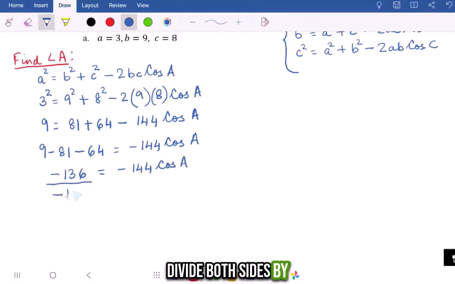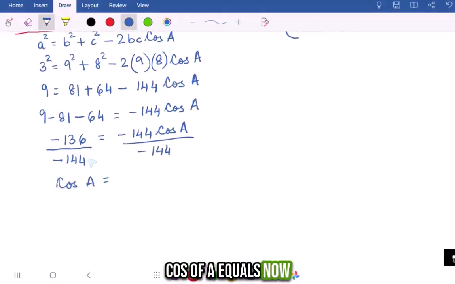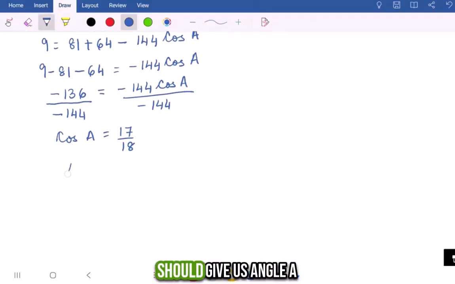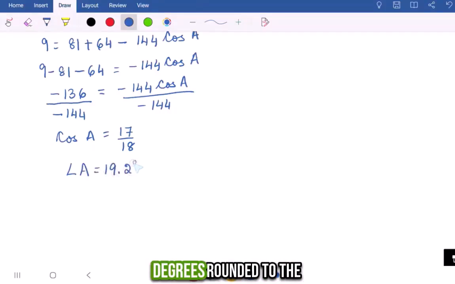Divide both sides by negative 144. We end up with cos of A equals... Now, negative 136 divided by negative 144 simplifies to positive 17 over 18. At this point, we will be using the arccos function on our calculators to find the value of angle A, whose cosine ratio is positive 17 over 18. And that should give us angle A having a value of 19.2 degrees rounded to the nearest tenth of a degree.